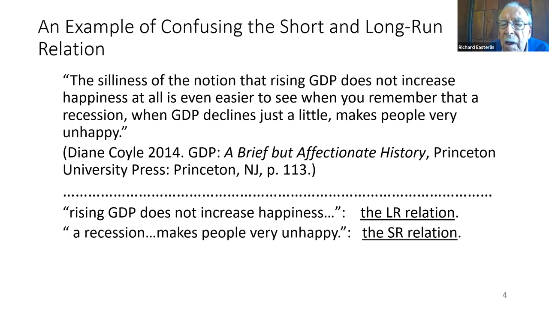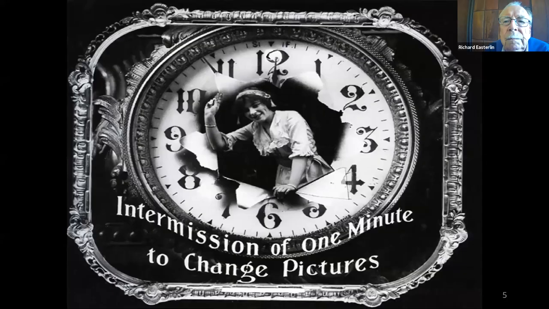Because a recession makes people very unhappy. That's the short run relationship. So basically, she's confusing the two. She's saying the short run relationship is evidence that the long run relationship is wrong, whereas they are two entirely different things, and she doesn't realize that. Next slide. And next slide.